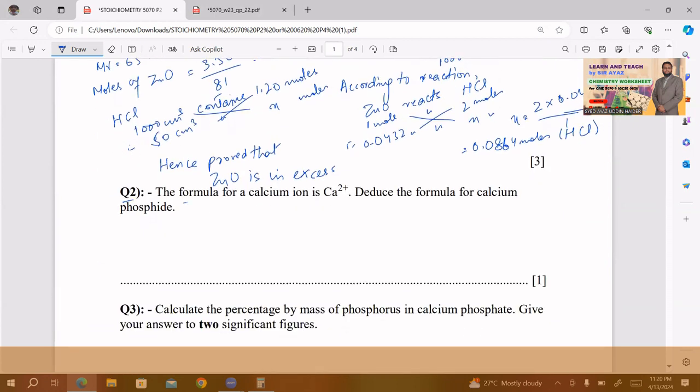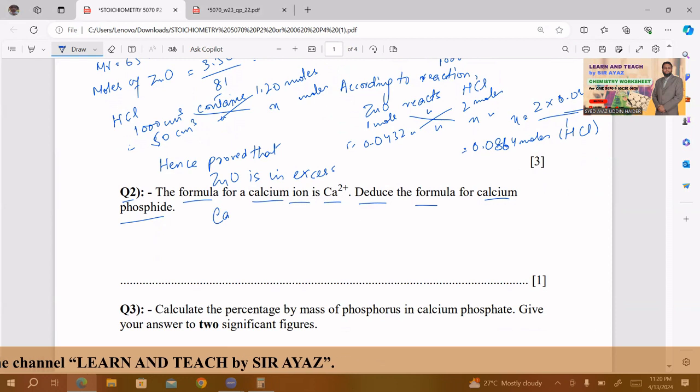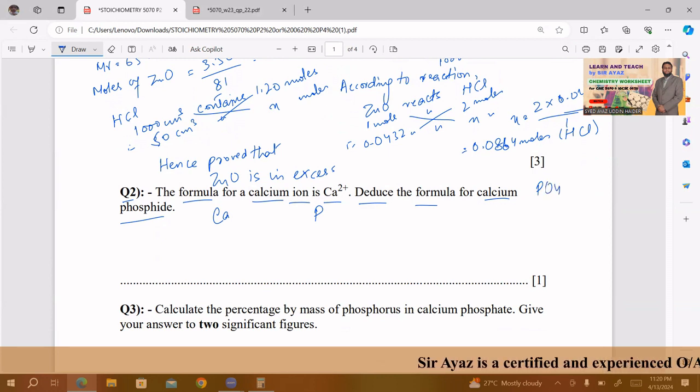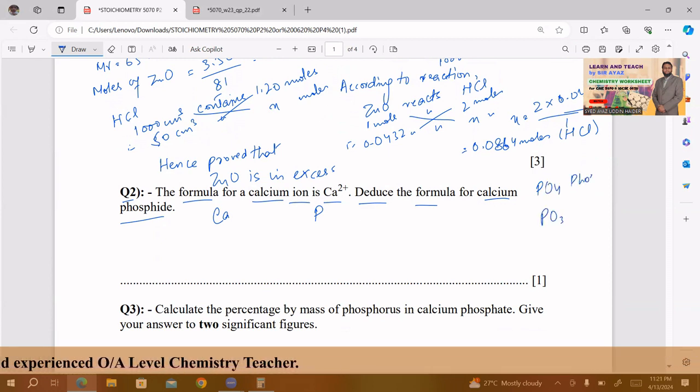Number 2, the formula for a calcium ion is Ca2+. Deduce the formula for calcium phosphide. We have Ca, phosphide means P. Remember, don't confuse this phosphide with PO4 or PO3. PO4 is phosphate and PO3 is phosphite.